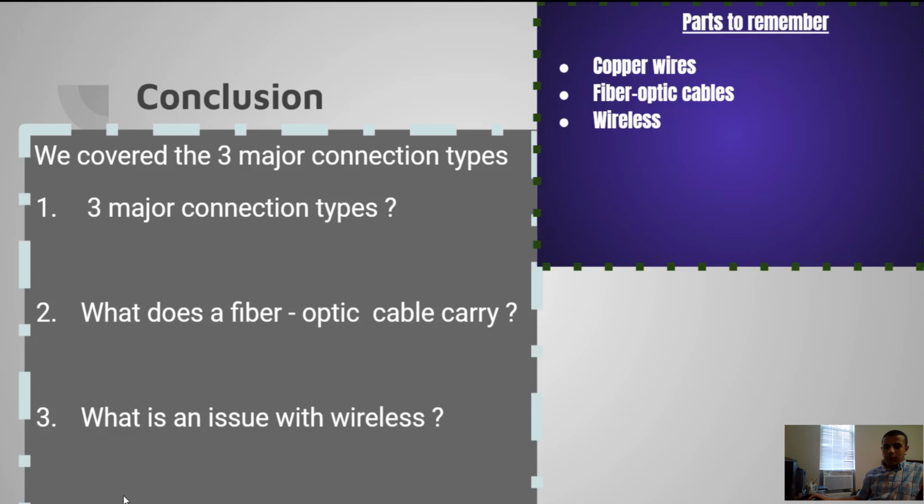And the quick parts to remember are copper wires, fiber optic cables, and wireless. Those are the 3 connection types. And these fall under the first ingredient of the internet, which you can look into what the other 5 ingredients are if you watched the last class.